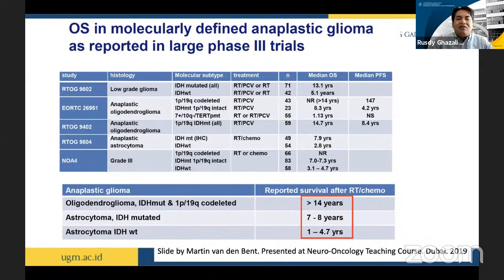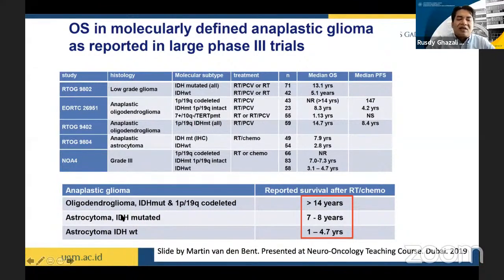And these are the results from several studies which show the role of these mutations in patients' prognosis. We can see a very significant difference among the patients with and without mutation. IDH without mutation, 3 years. IDH with mutation, 7 years, according to the NOA-4 trial in grade 3 glioma. In another study, RTOG 9804, wild type IDH 3 years, IDH mutant 8 years, and so on. So this clearly shows the mutation has a more favorable prognosis.